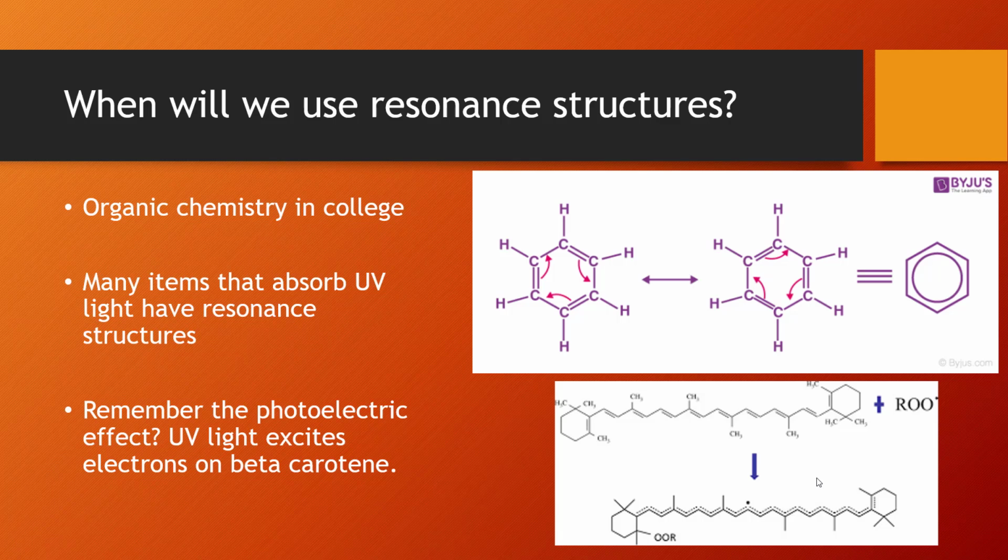This is beta carotene. And beta carotene is what's called an accessory pigment, meaning it can take in light and then give the energy off to chlorophyll. And most of these accessory pigments have resonance structures.